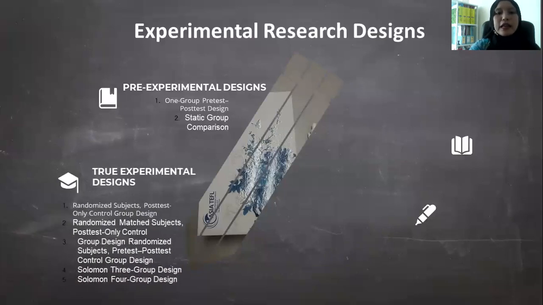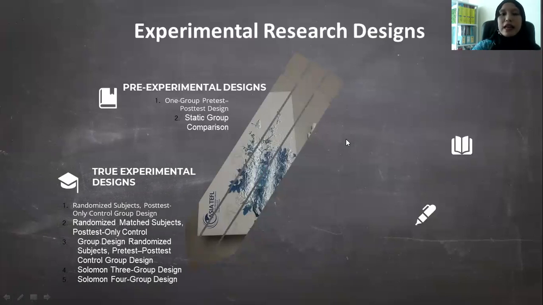Also, the second design of the experimental research is the true experimental design. Here I provide you 5 categories of this true experimental research. The first one is randomized subjects, that is a post-test only control group design.